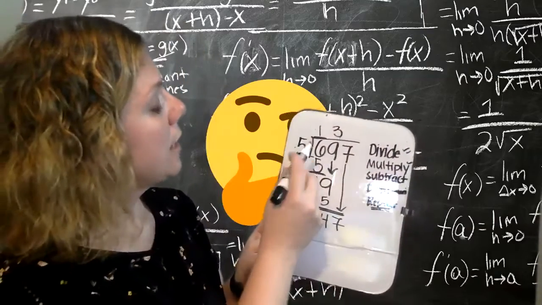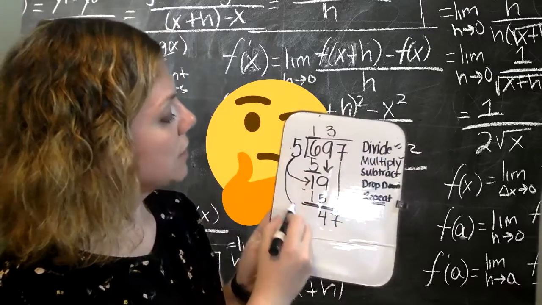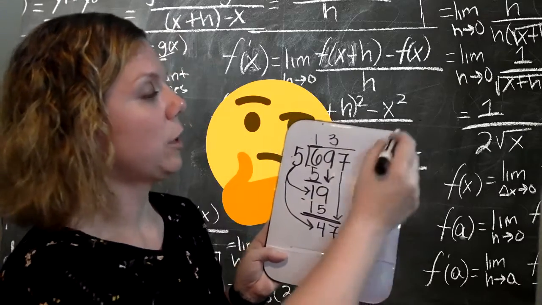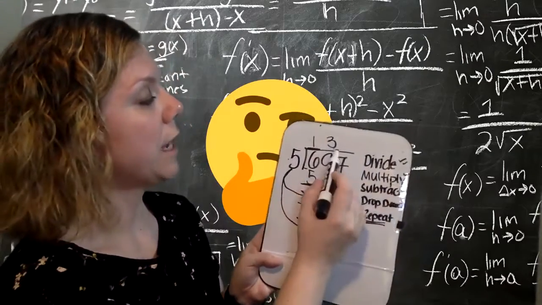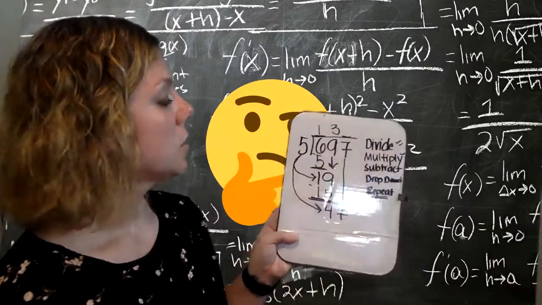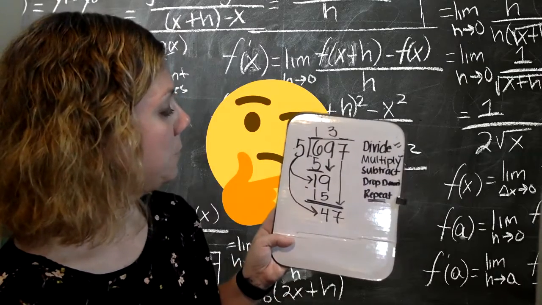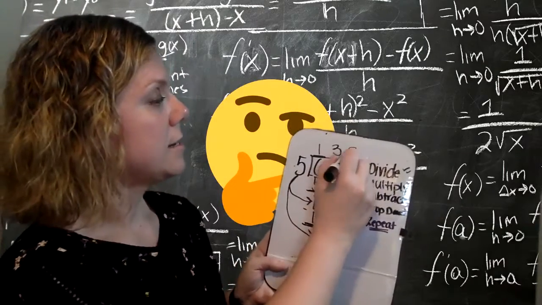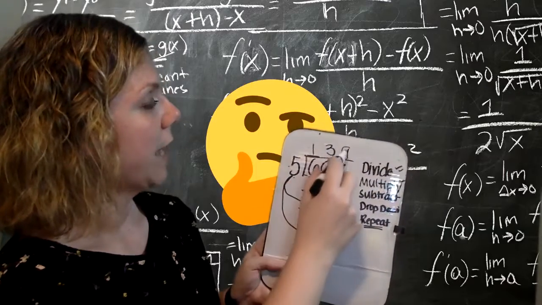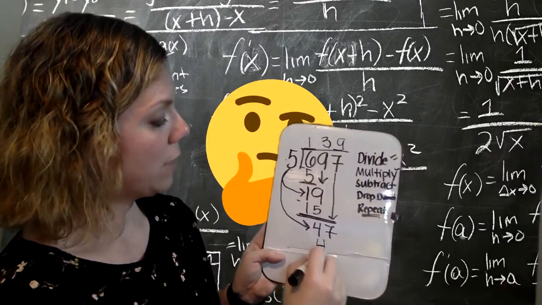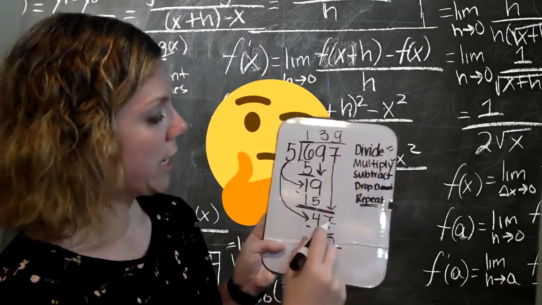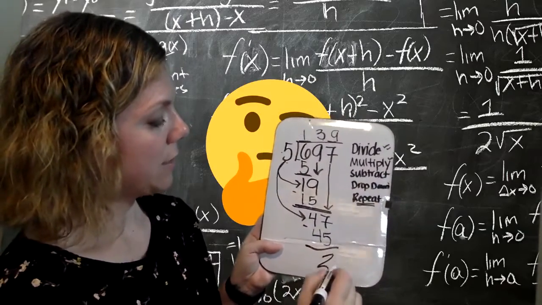Okay, now I'm going to do 5 goes into 47 how many times? So now I've done all these steps, and I'm going back up to divide, and whenever I divide, it goes on top. I'm going to give you a second to think about that. 5 goes into 47 9 times. 5 times 9 is 45. Subtract. 47 minus 45 is 2.